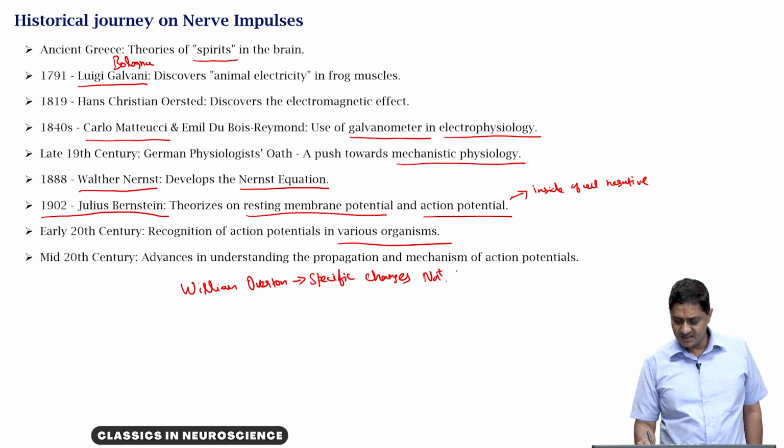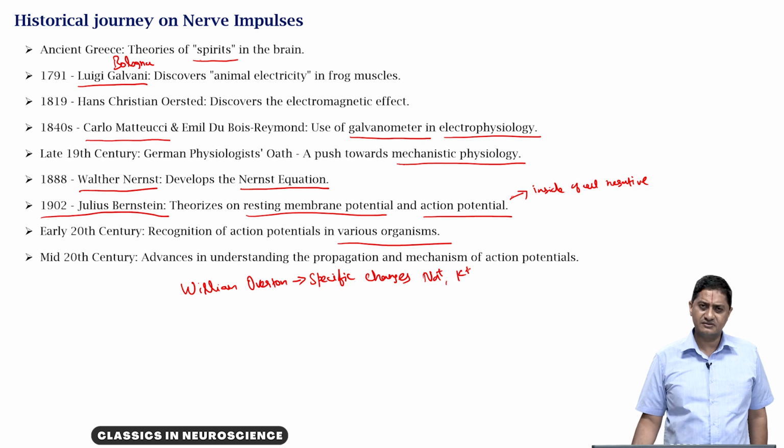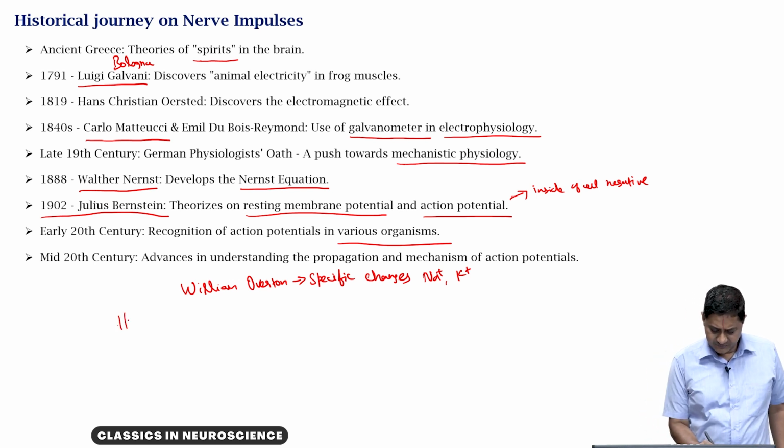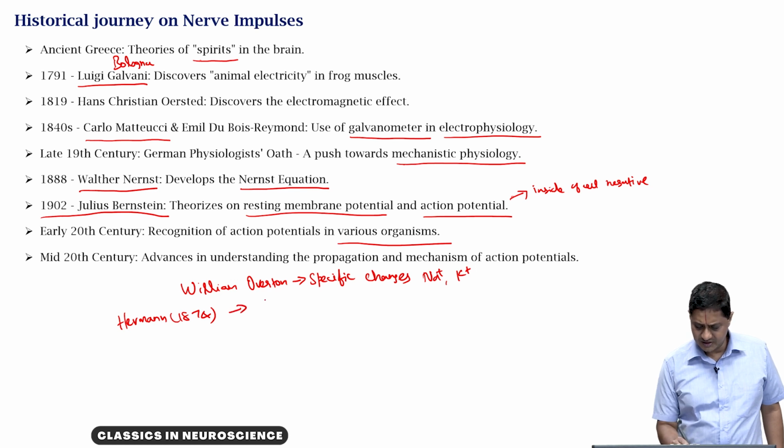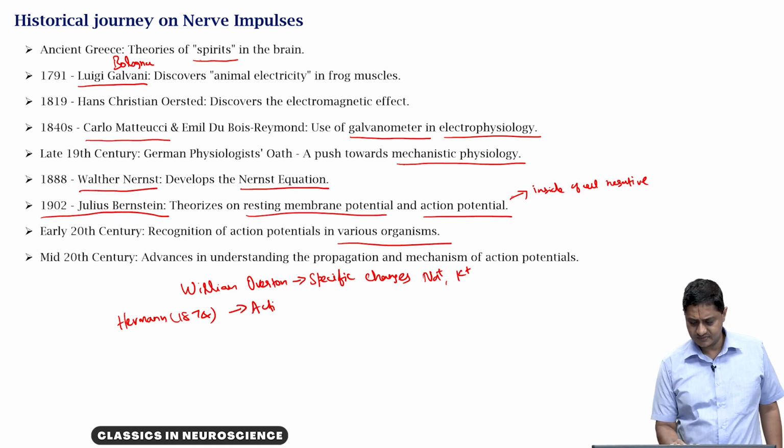Very insightful observation to come to as early as the 1900s. But somehow this was not given due weightage for the next few decades. Somehow this was overlooked, somehow it was missed. So, Hermann observed as early as 1874, for example, that action potential propagation happens through local circuits.